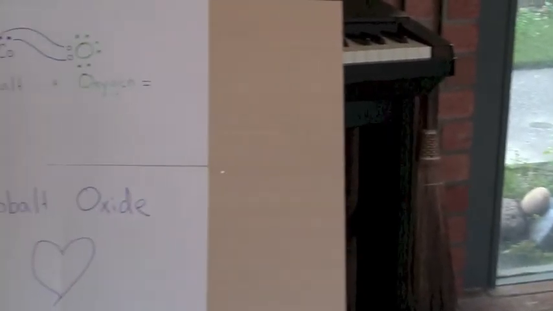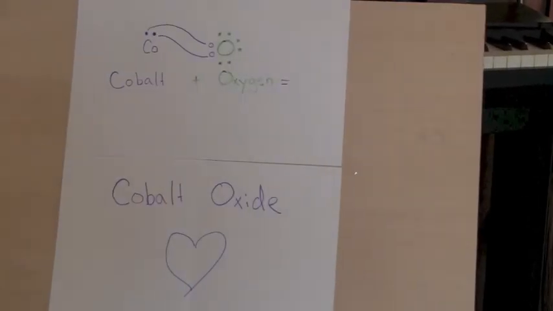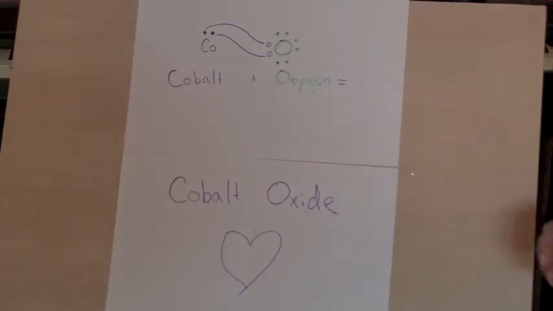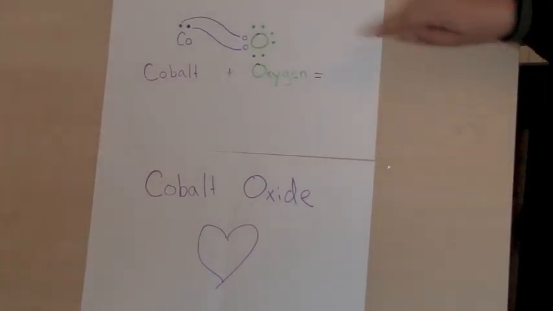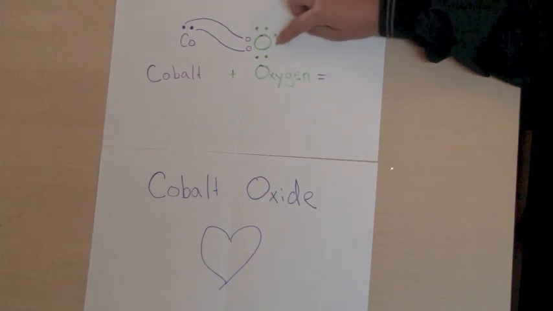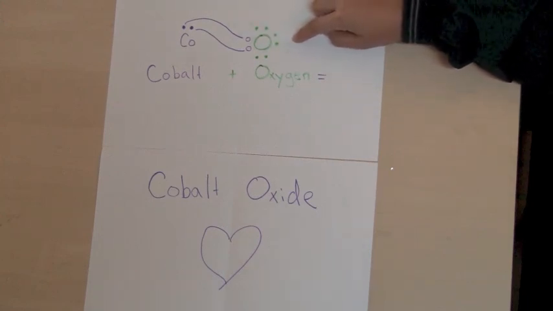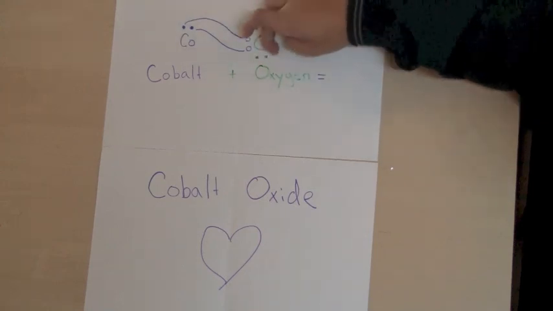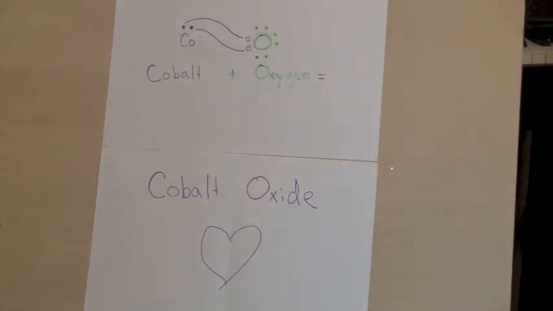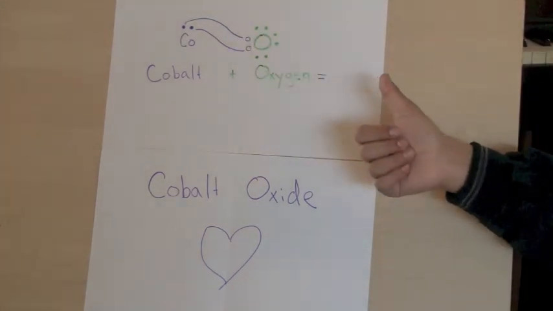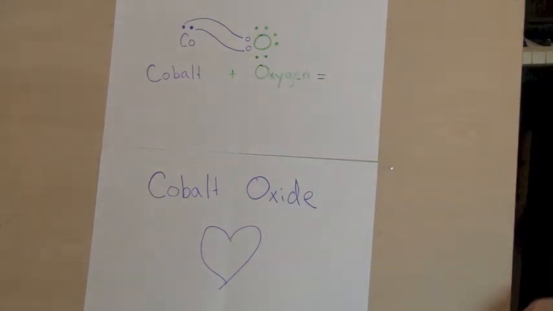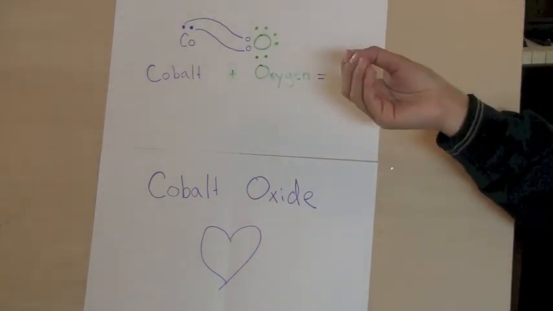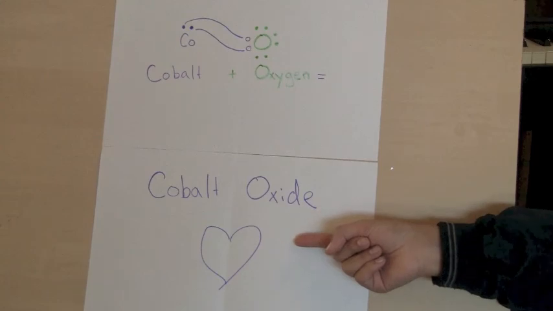This valence electron dot diagram will show how cobalt forms ionic bonds with other elements. Cobalt will give its 2 valence electrons to oxygen, which needs 2 valence electrons to make a full shell. This makes cobalt positively charged and oxygen negatively charged. And because positives and negatives attract, they will create cobalt oxide.